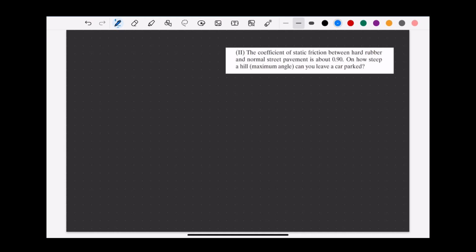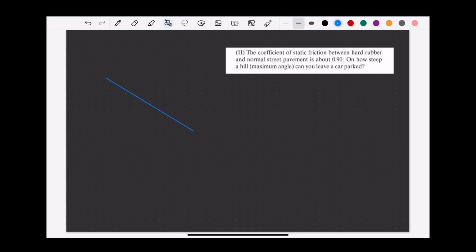So you're meant to find some angle, right? We're trying to find the maximum steepness, so we want to find some angle of incline that is the highest amount that you can park a car if you have a static coefficient of friction of 0.9. So let's go ahead and set up our free body diagram. I'm going to start off by drawing my incline. I'm going to make this free body diagram pretty big because it's the main point of this problem.